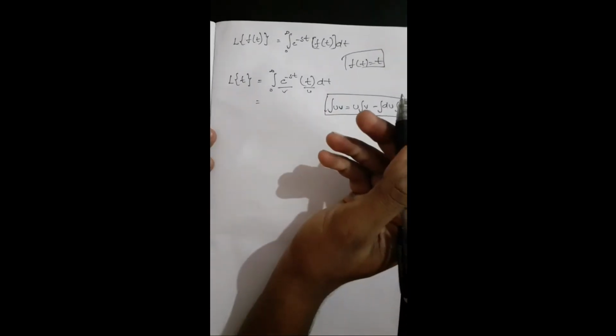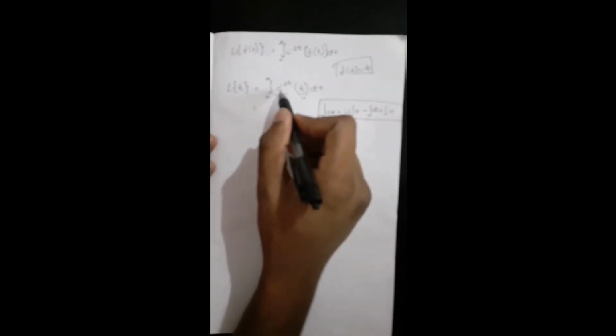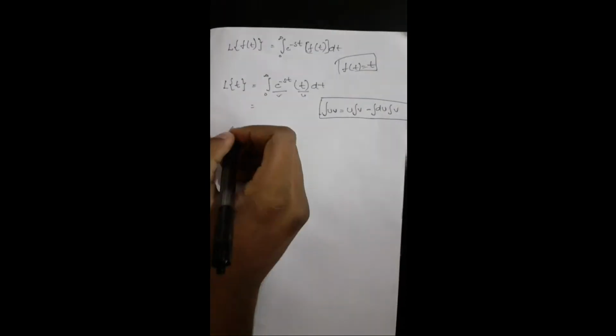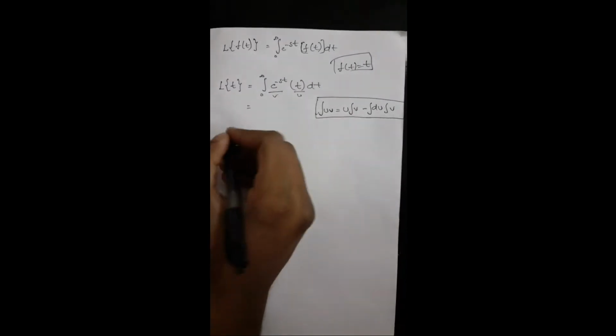As you know, from the ILATE rule, we have to take the exponential as the second function. So I'm taking t as the first function.